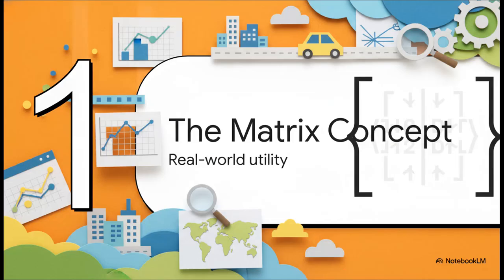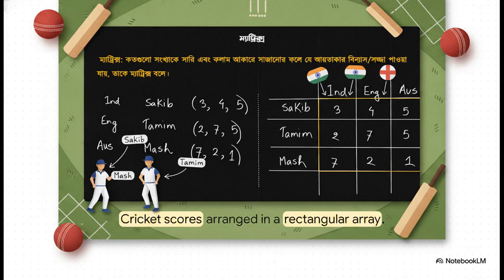Section 1. The matrix concept. Let's ground all this theory into a relatable real-world problem, because math is always way easier to grasp when you see what it's actually doing for us. Imagine you're tracking the performance of 3 cricket players, Saqib, Tamim, and Mosh, and you've got their scores against 3 different teams, India, England, and Australia.